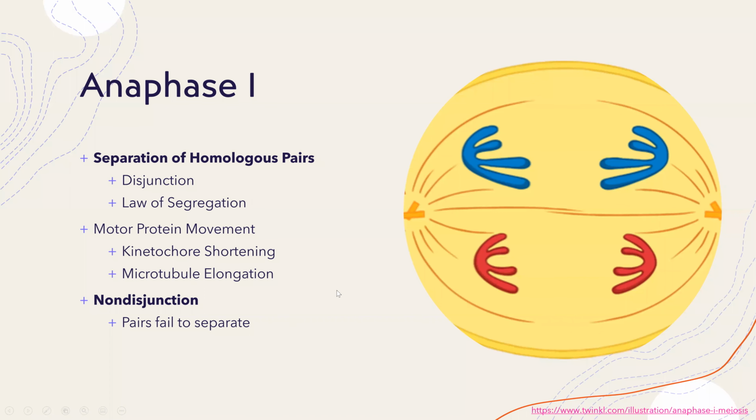So yeah, non-disjunction is super destructive for the cellular offspring because you have too much gene expression, or you don't even have the gene to express. And that's why things like trisomy 21 or Down syndrome is super destructive for the person that has it, unfortunately.